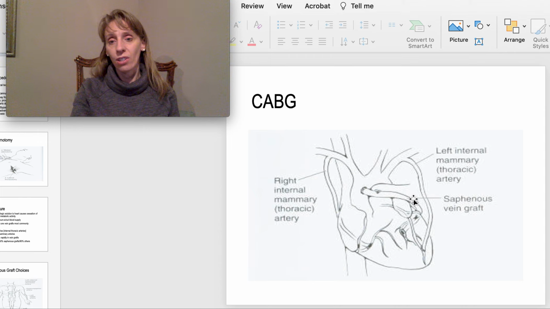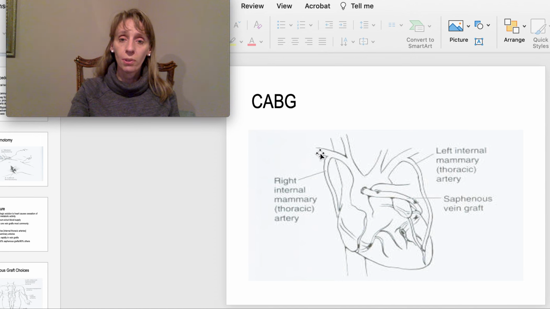Through the saphenous vein, it's going to bypass the blockage and get to whatever area of the heart it needs. So it's a literal bypass. These other two are the mammary arteries I told you about. So here's our subclavian. This would usually just be attached to the chest wall. They detach it and they sew it onto the heart.